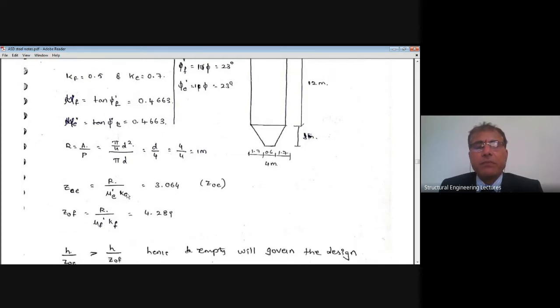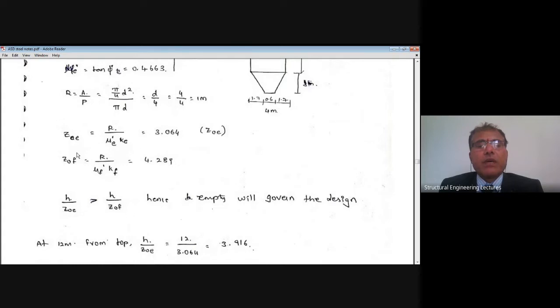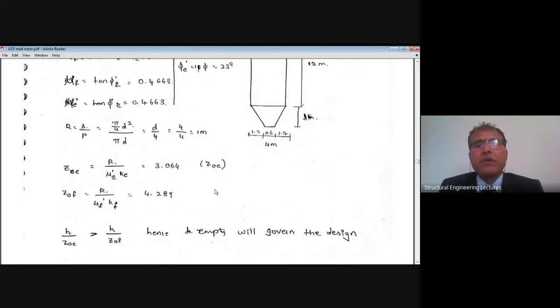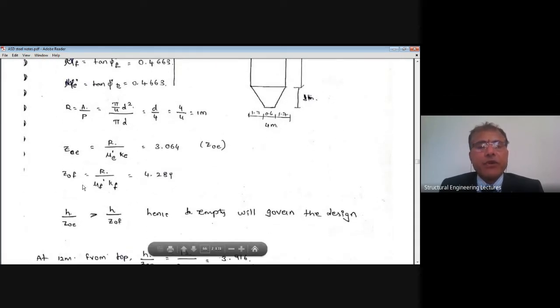Therefore, 4 by 4 means 1 meter. And the coefficient ZOE, that is ZO during emptying, is R divided by mu prime E KE. Substituting the above numeric values, I'll get 3.064. And the same during filling, ZOF, is R divided by mu prime F KF.